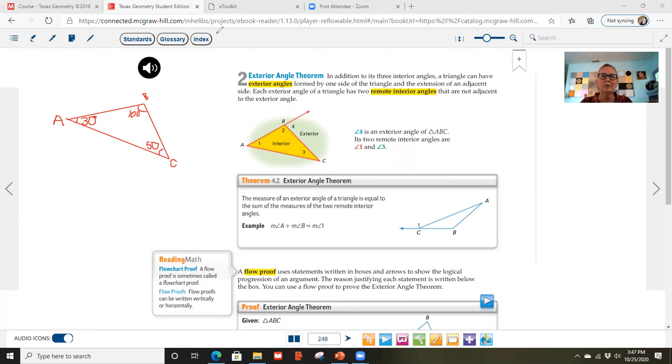And then here I'm going to try to show you what is an exterior angle. It says here an exterior angle is formed by one side of the triangle and the extension of an adjacent side. So in other words, if I made the triangle, this side here, side AC, if I made it longer, right there, if I made that side longer, then now I have created an exterior angle. This exterior angle right here actually forms a linear pair with the angle that was on the interior.